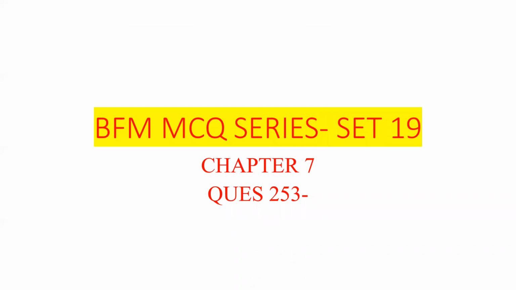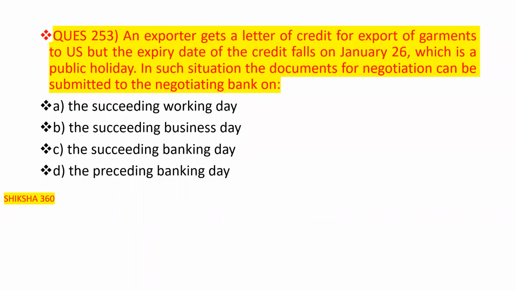Let's start today's first question, question number 253, presented on your screen. An exporter gets a letter of credit for export of garments to the US. That is, they are sending garments to the US. But the expiry date of the credit falls on 26th January, which is a national holiday in our country.